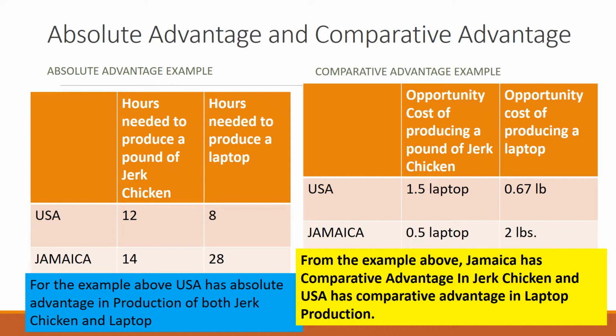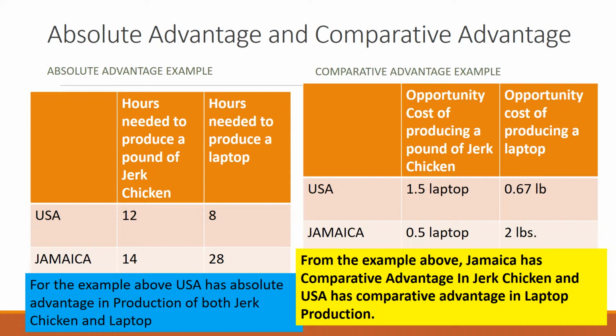Jamaica needs 28 hours to produce a laptop. Now, by spending 14 hours, it can only assemble half of the laptop. So Jamaica's opportunity cost of a pound of jerk chicken production is not being able to produce half a laptop. So that's why Jamaica's opportunity cost of producing the jerk chicken is 0.5 or one half of a laptop.